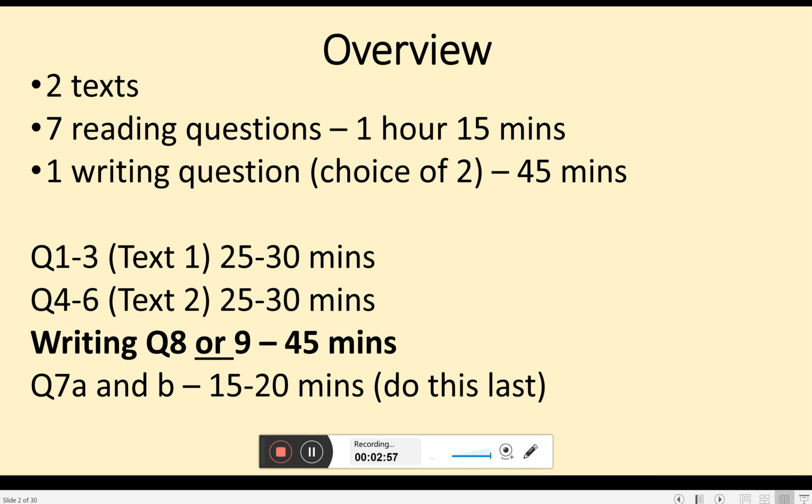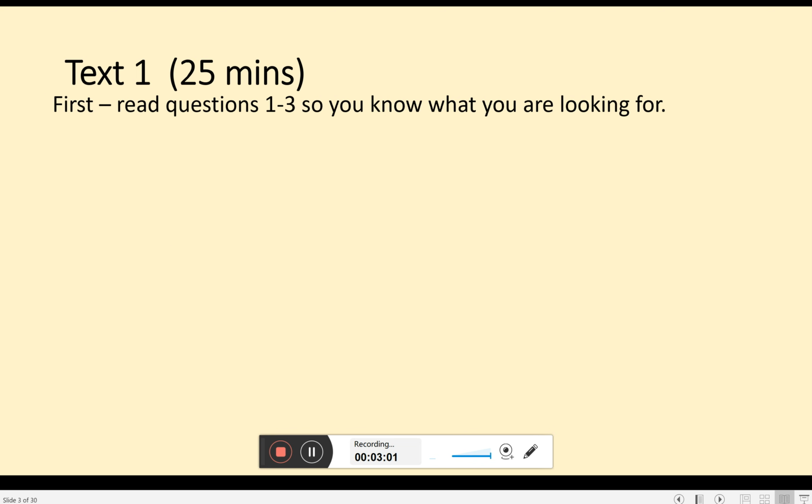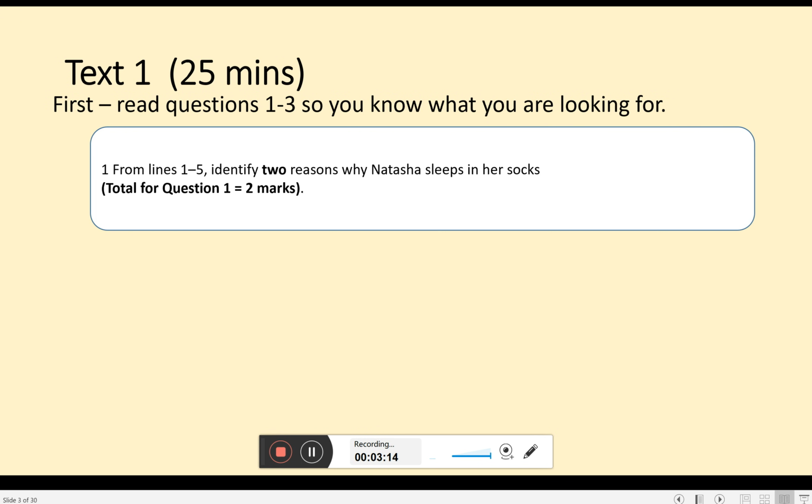Okay, so let's have a look now at the paper. The first thing to do is, for the first text, which you're aiming to spend 25 to 30 minutes on, read the questions quickly before you read the text, so you've got an idea of what you're looking out for when you're reading it. So you quickly look through.